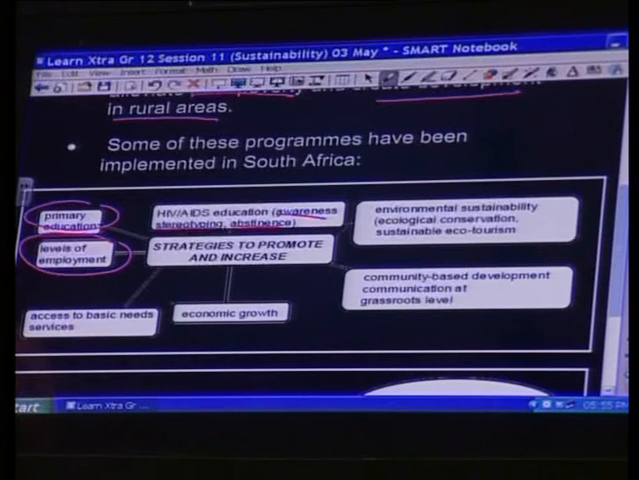Impacting on rural development strategies are the levels of employment. If most of our country is employed in the primary economic sector, the wealth generation of the country is minimal. Whereas if you look at developed countries, where most of the people are employed in the secondary and tertiary activities, wealth is generated much faster.